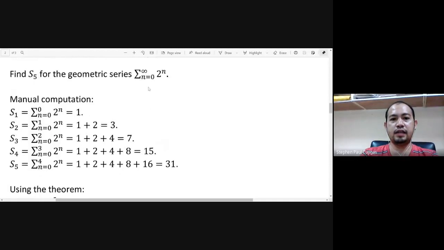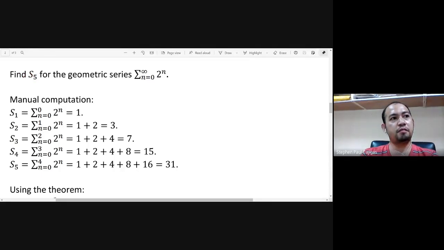So we have seen kanina the geometric sequence 2 to the n. So this is 1, 2, 4, 8, 16, and so on. If we will not be using the theorem, here is the manual computation. If, pananglitan, this is the instruction, find the fifth partial sum.